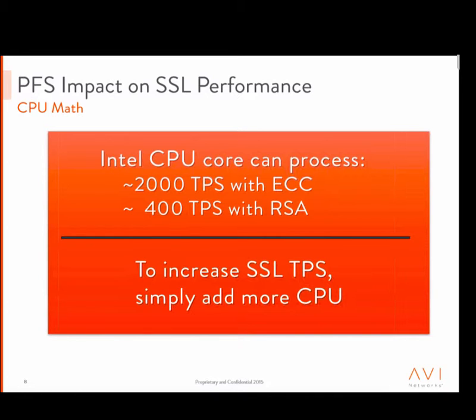So if you're using something like CPU cores, great. If I can do 2,000 TPS for elliptic curve per core, I just need more cores to get to whatever number it is I need to sustain. I want 100,000 SSL TPS. I need around 50 or so cores.